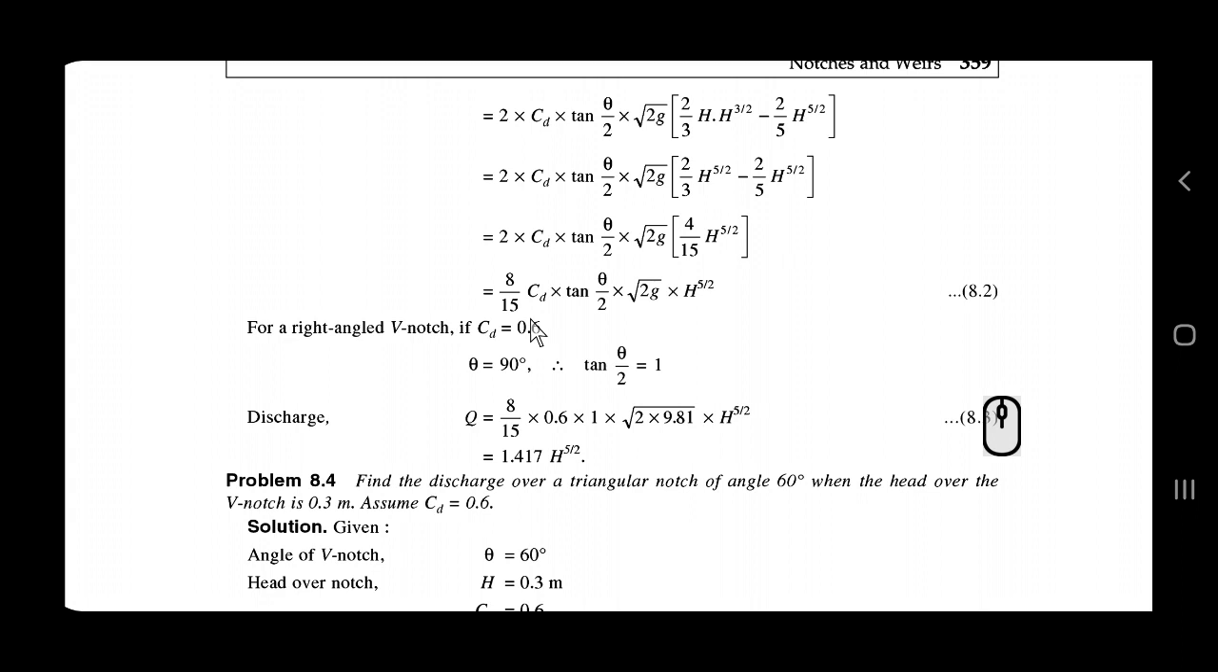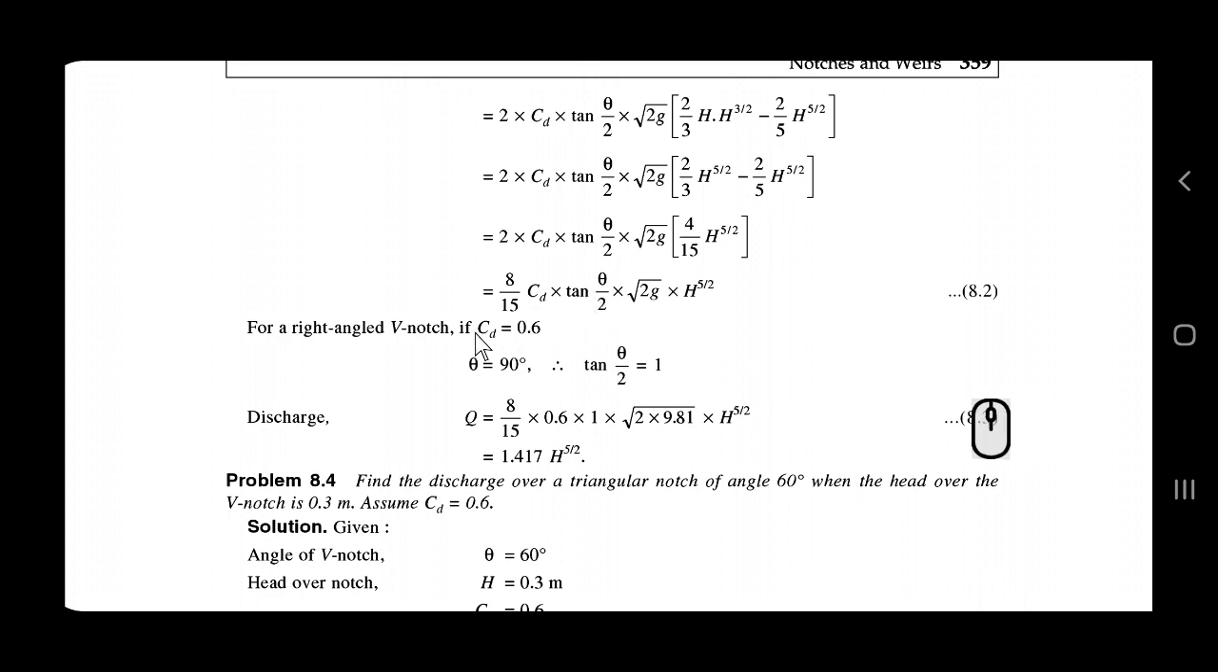If there is a problem given, you have to recall the equation directly. So that is 8 by 15 Cd into tan theta by 2 into root 2g into H raised to 5 by 2. There you had H raised to 3 by 2. Here you have H raised to 5 by 2, in case of triangular weir or notch. So 8 by 15, there you have 2 by 3, and an extra term tan theta by 2 also in triangular notch. Always remember that if it's a triangular notch or V notch or weir, there will be a term called angle of the notch or angle of the weir, that is theta.